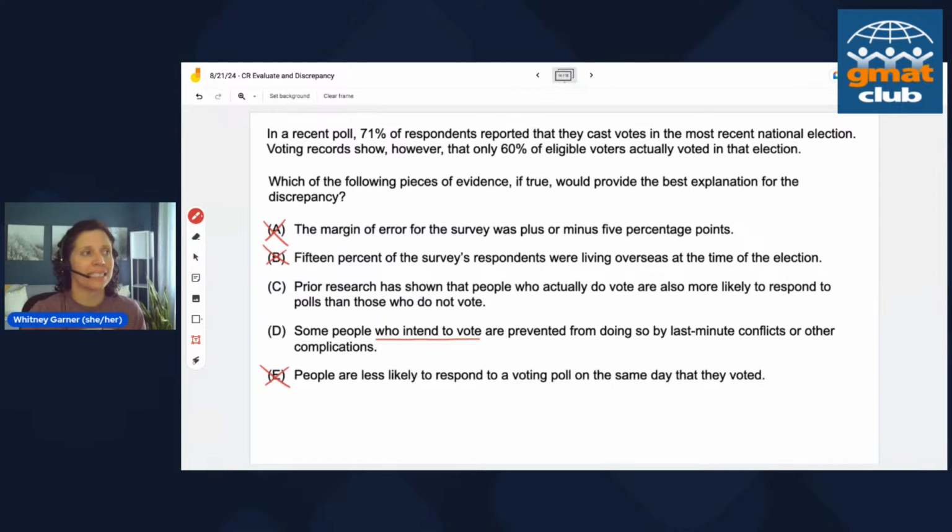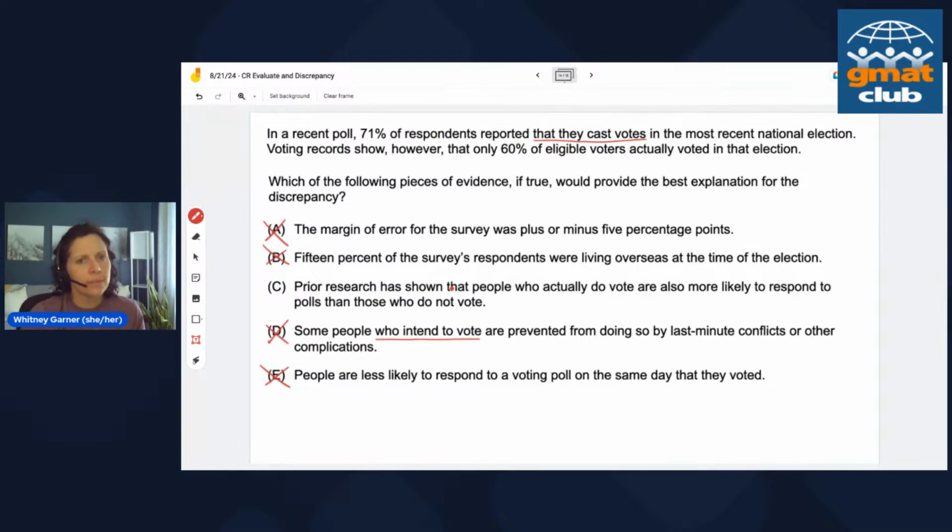71% of respondents said that they had already voted. Not that they intended to vote, but they actually had. So the fact that some people who intend to vote don't would not impact these 71% of people, because these people said, no, I did. I cast a vote. I put it in the box. I did the thing. I checked the things and I went. So D, while quite tempting, is not actually the same group.